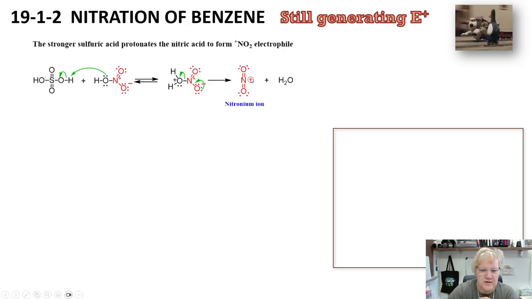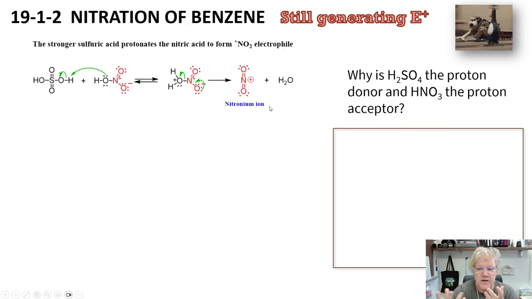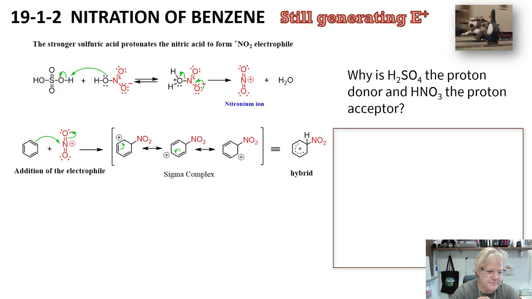So we do form water, but we also form this nitronium electrophile ion. See, it's a nitrogen with a nice positive charge sitting on it. So why is this? Let's look at Gen Chem. Why was the sulfuric acid the proton donor and the nitric acid the proton acceptor? Well, if you look at them relatively, one is a stronger acid than the other, and they follow basic acid-base rules.